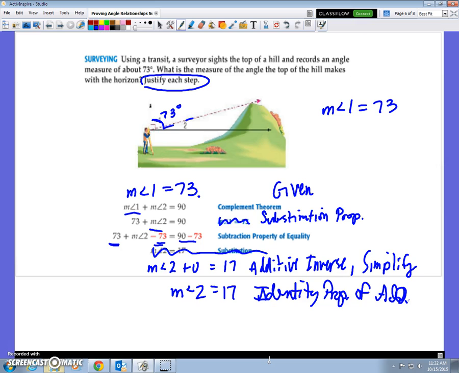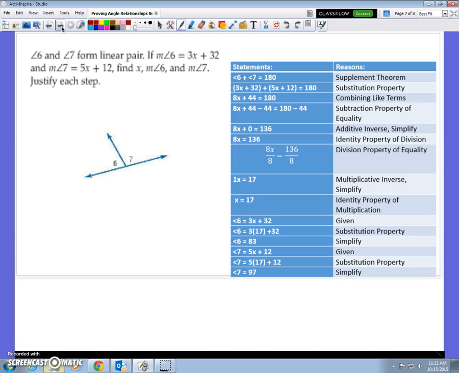Okay. So proof's really similar to what we did the other day. We're just adding complements and supplements basically into the mix.